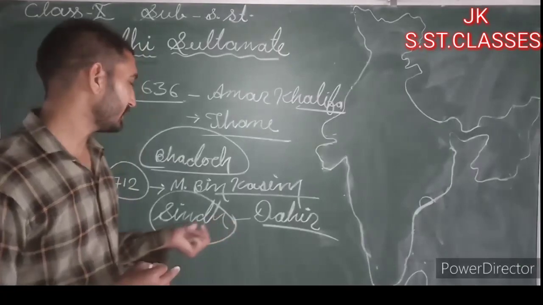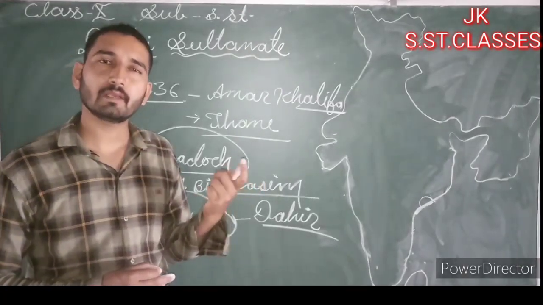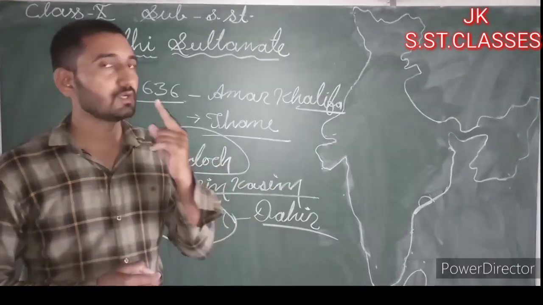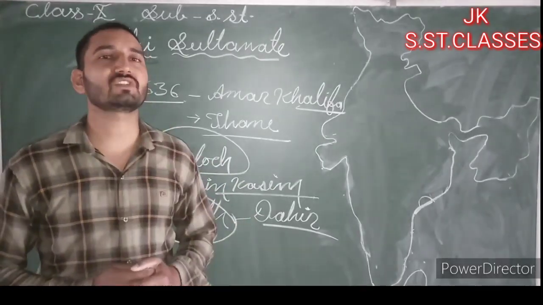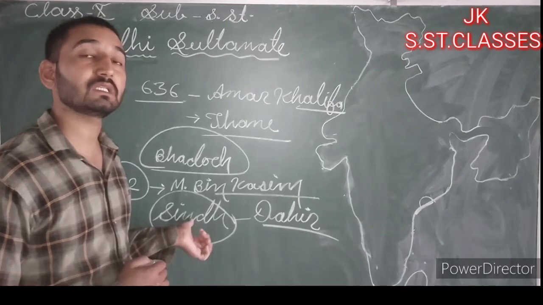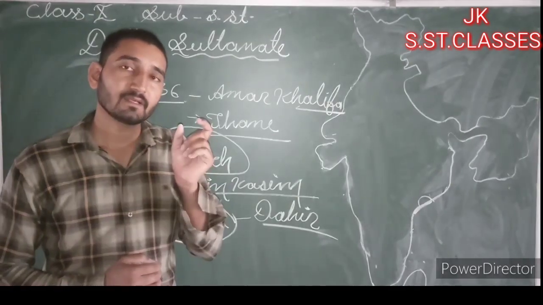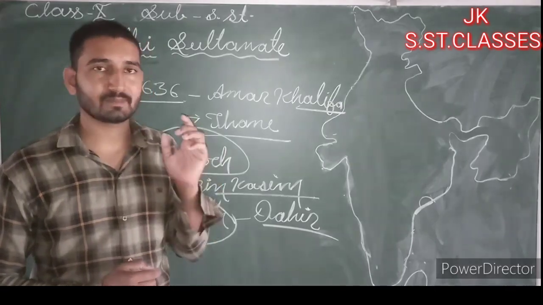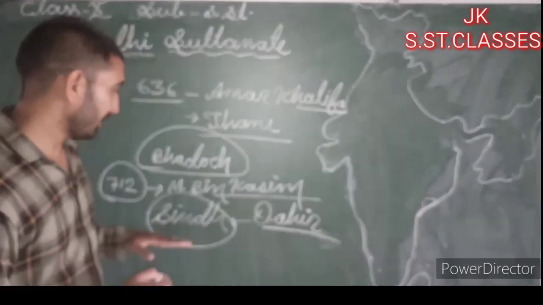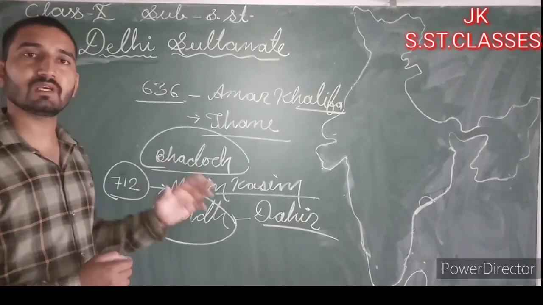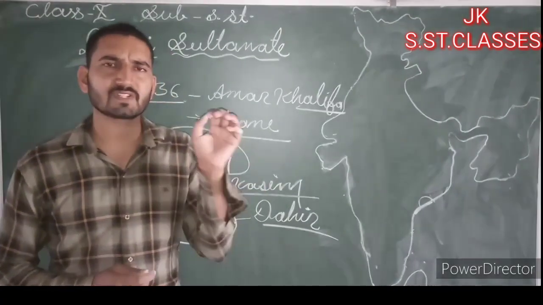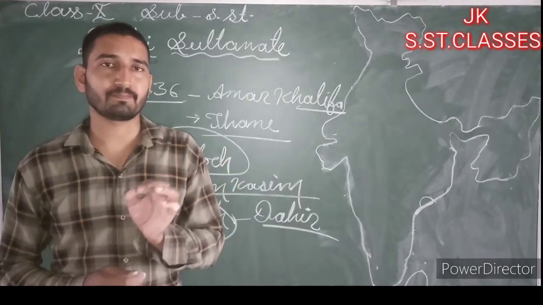Okay, and guys, in this chapter many times we will discuss jizya tax. So guys, the first evidence of jizya tax in India is related with Sindh. Means first of all, jizya tax was imposed in Sindh by Muhammad bin Qasim. Is that clear?